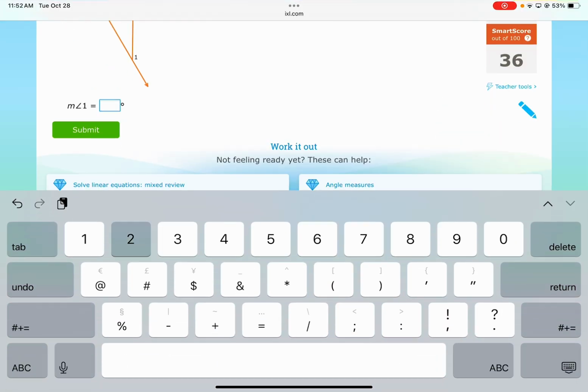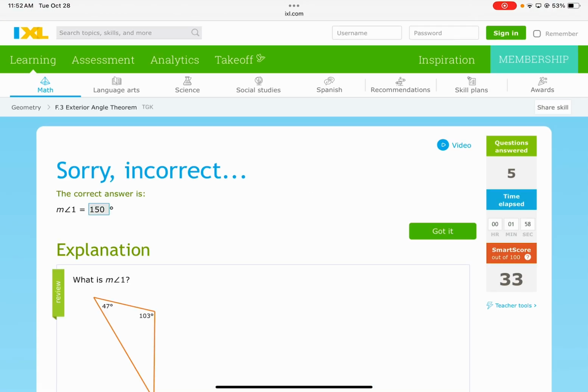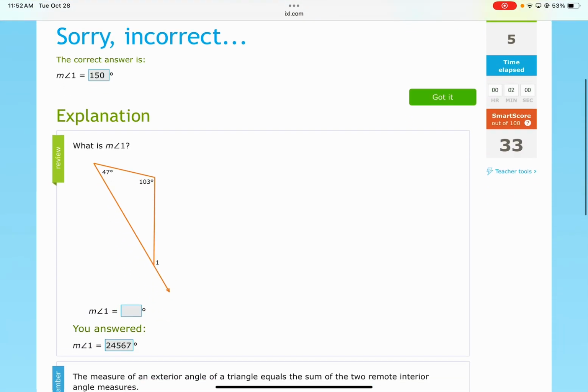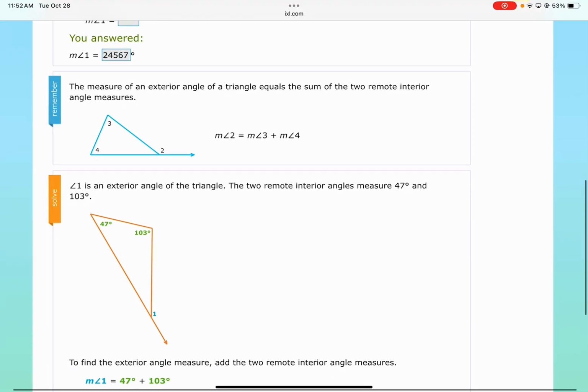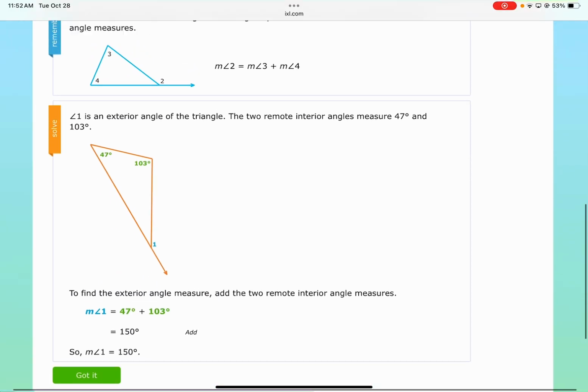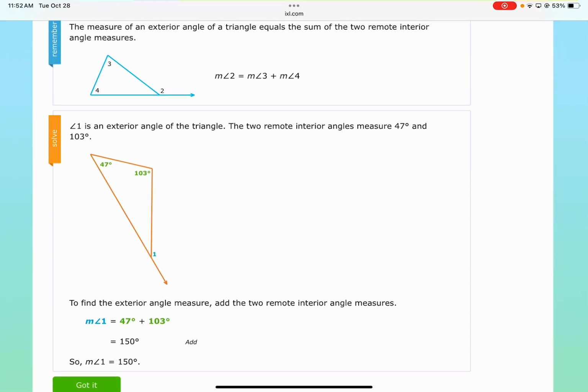What happens if I miss it? It's going to say maybe next time. Sorry, incorrect. Oh my, they give you an explanation? You did this last class. We have to do this every day. We have to do it all the time. When it gives you assignments, you have to get a certain amount. I didn't do this.